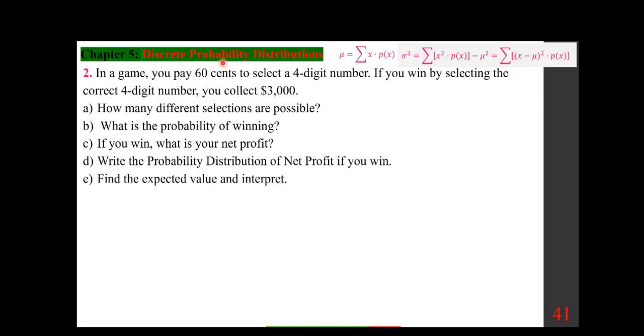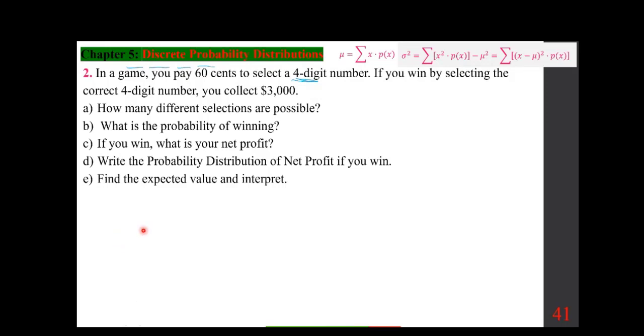How many different selections are possible? It's important to know that we are looking at 4 digits. There is no restrictions given. Remember, the digits is from 0 to 9. That means 10 numbers. So there are 4 spots. That's important to see. There are 4 spots. That means we have 1, 2, 3, 4 spots. And that means 10 to the power of 4, and that means 10,000.